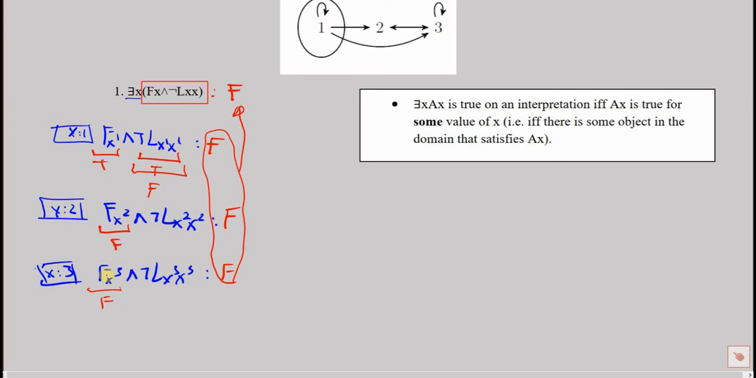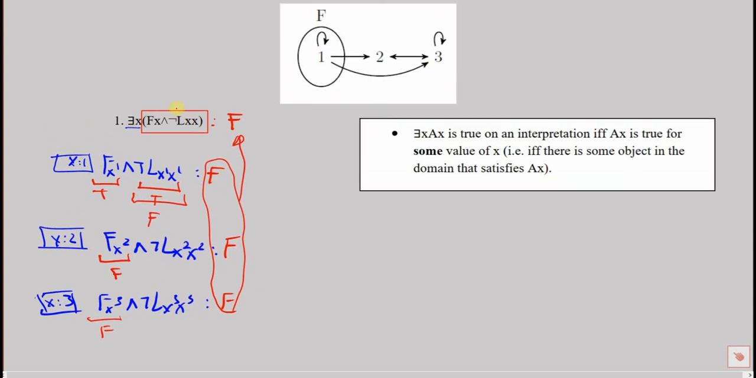Sometimes you can determine the truth value just by looking at the interpretation. For example, in this case, the sentence is telling us that there is something that is F, but it does not have the relation L to itself. And if you look at this interpretation, there is only one object that is F. However, that object has the relation L to itself. So, of course, the existential is going to be false. But you need to present your solution, so you need to go through these steps when you're presenting your solution.